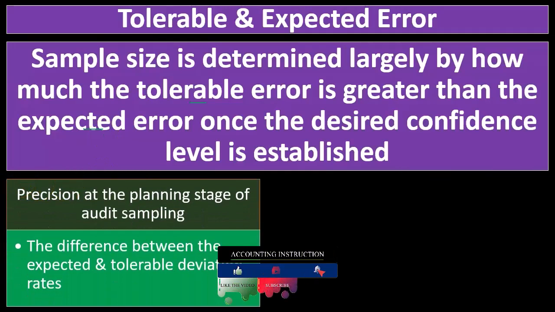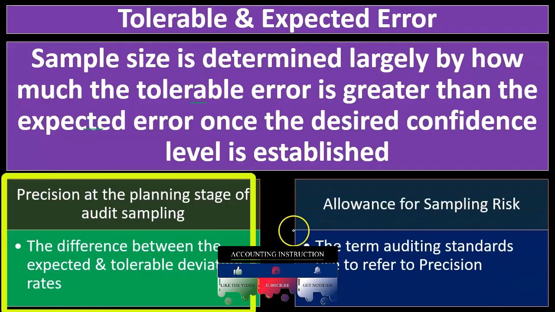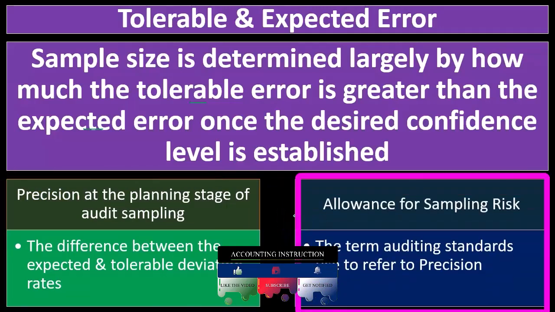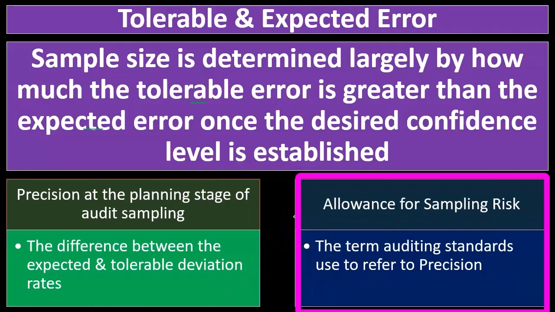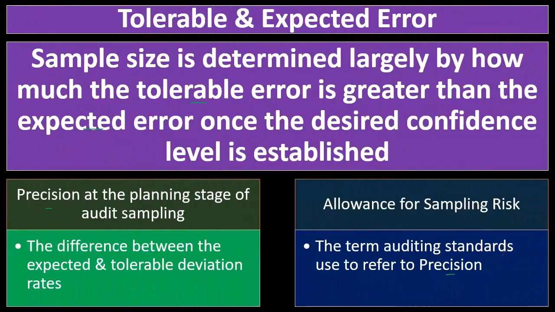Precision at the planning stage of the audit sampling is the difference between the expected and tolerable deviation rates, and the allowance for sampling risk is the term auditing standards use to refer to precision. So in other words, again, we're defining precision at the planning stage of the audit sampling as the difference between the expected and tolerable deviation rates. The allowance for sampling risk is the term that auditing standards use to refer to precision.